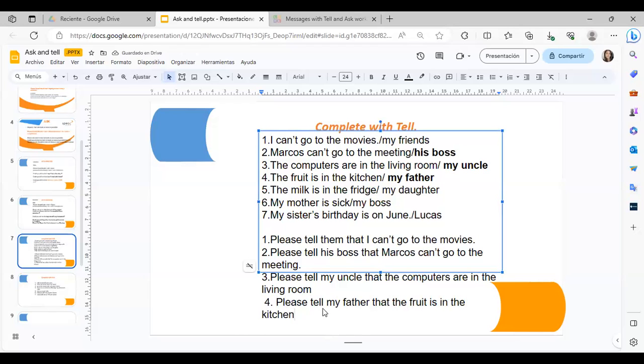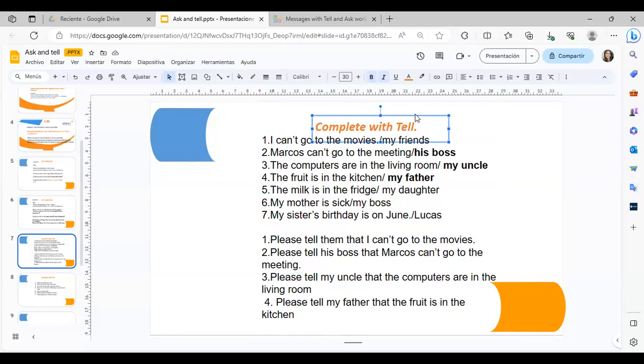In this one, remember that if we're talking with a friend or with our family, it's not necessary to use could or would, right? We can use please. So very good.